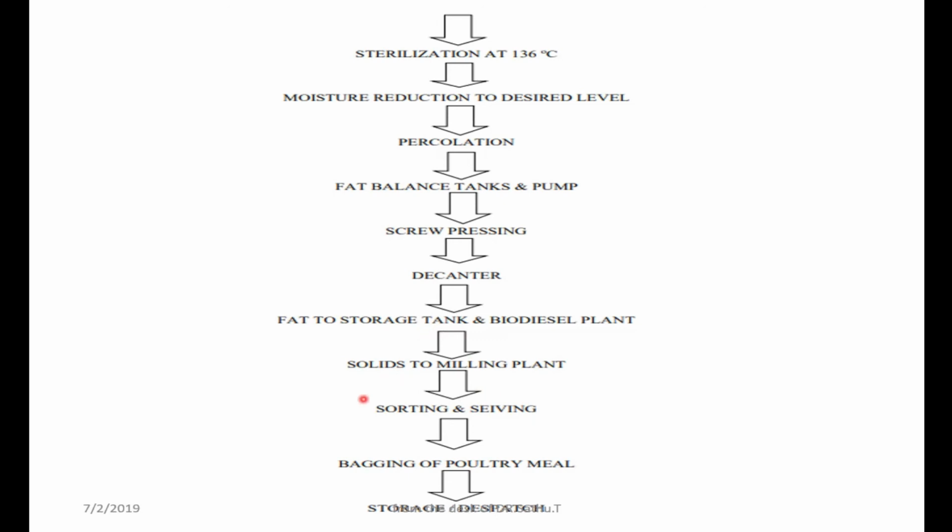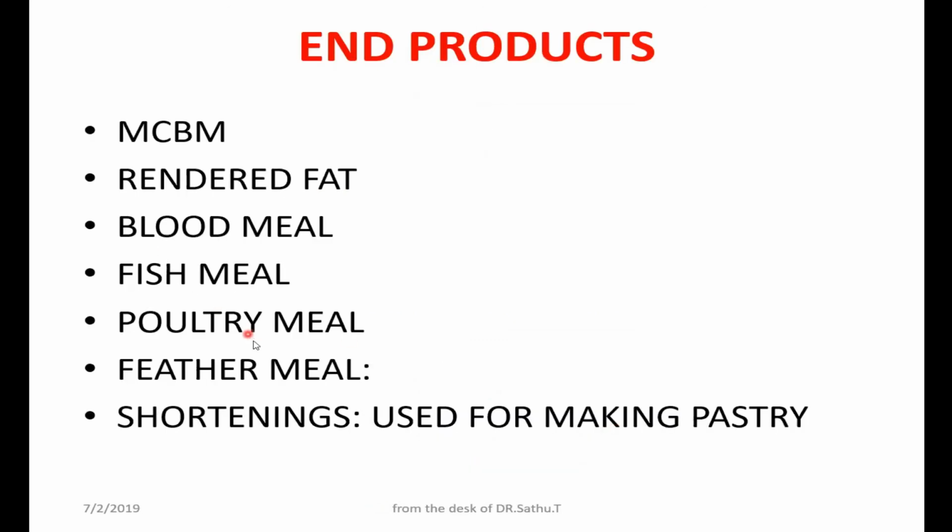Then the solid cracklings, after drying, go to the milling plants. Then the meal will be sacked, sieved and tied. If you are using blood as the raw material, it goes out as blood meal. If you are using meat and bone, you can prepare meat-cum-bone meal. If you are using fish waste as the raw material, the product we get is fish meal. If you are using poultry offals, you get poultry meal. Shortenings used for pastries can also be made out of the rendering process.